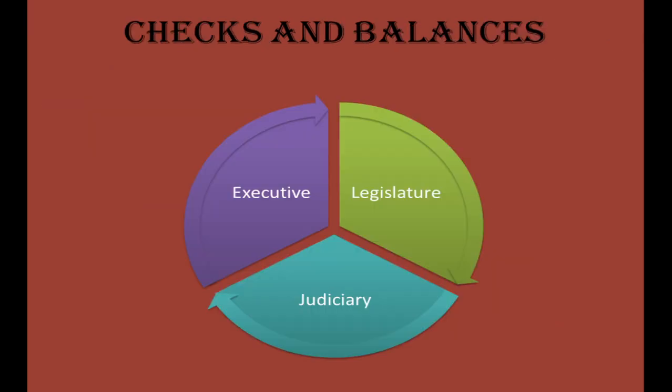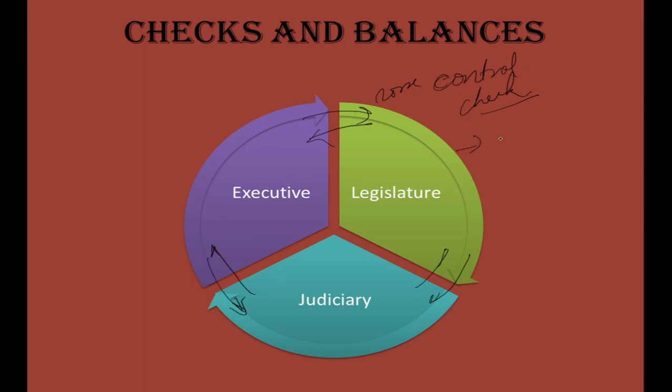Now we come to this corollary to separation of power, that is the doctrine of checks and balances. Now the doctrine of checks and balances says that each of the organs exercises some control, some check over the other organ. So executive has some check over the legislature, and legislature has some check over the executive, similarly here and here.